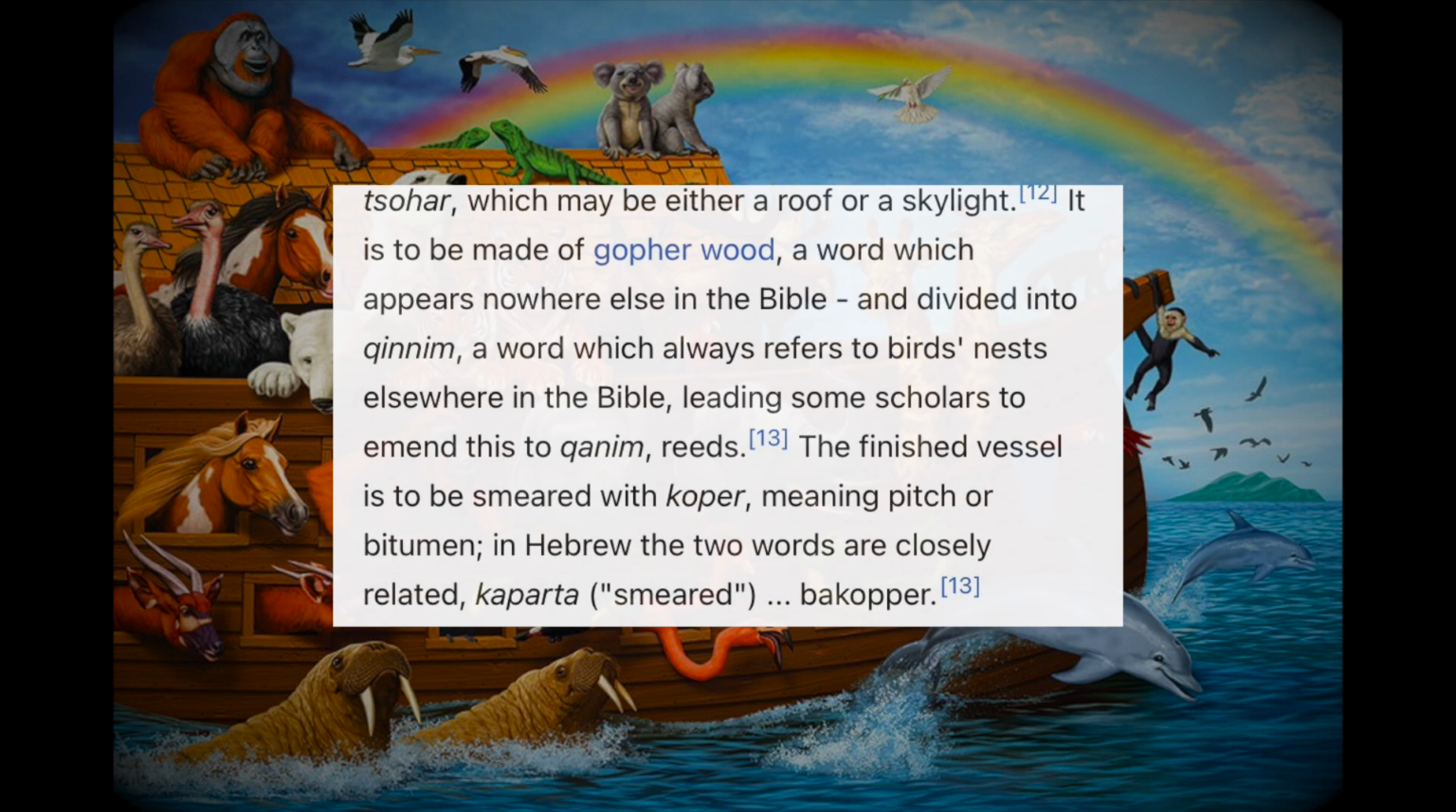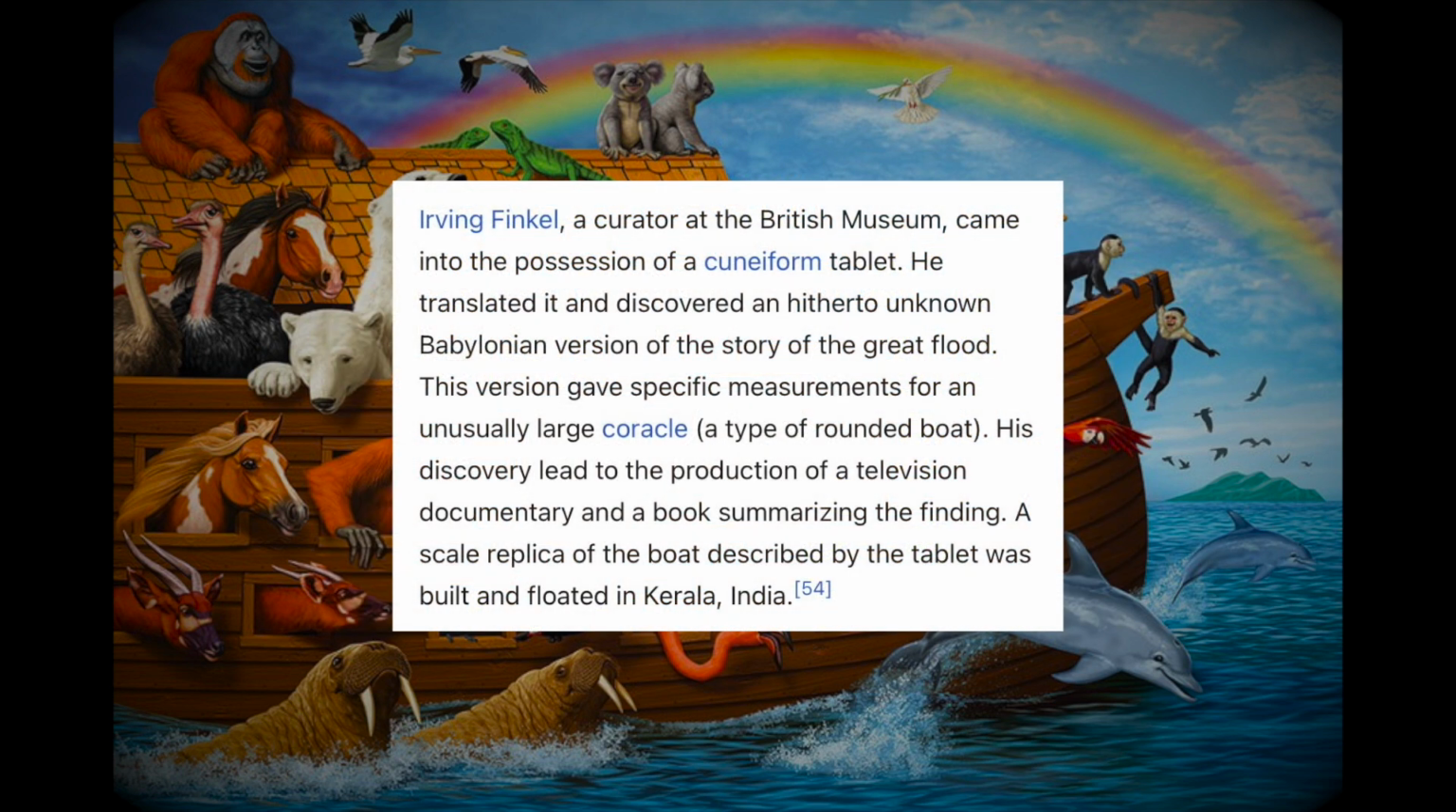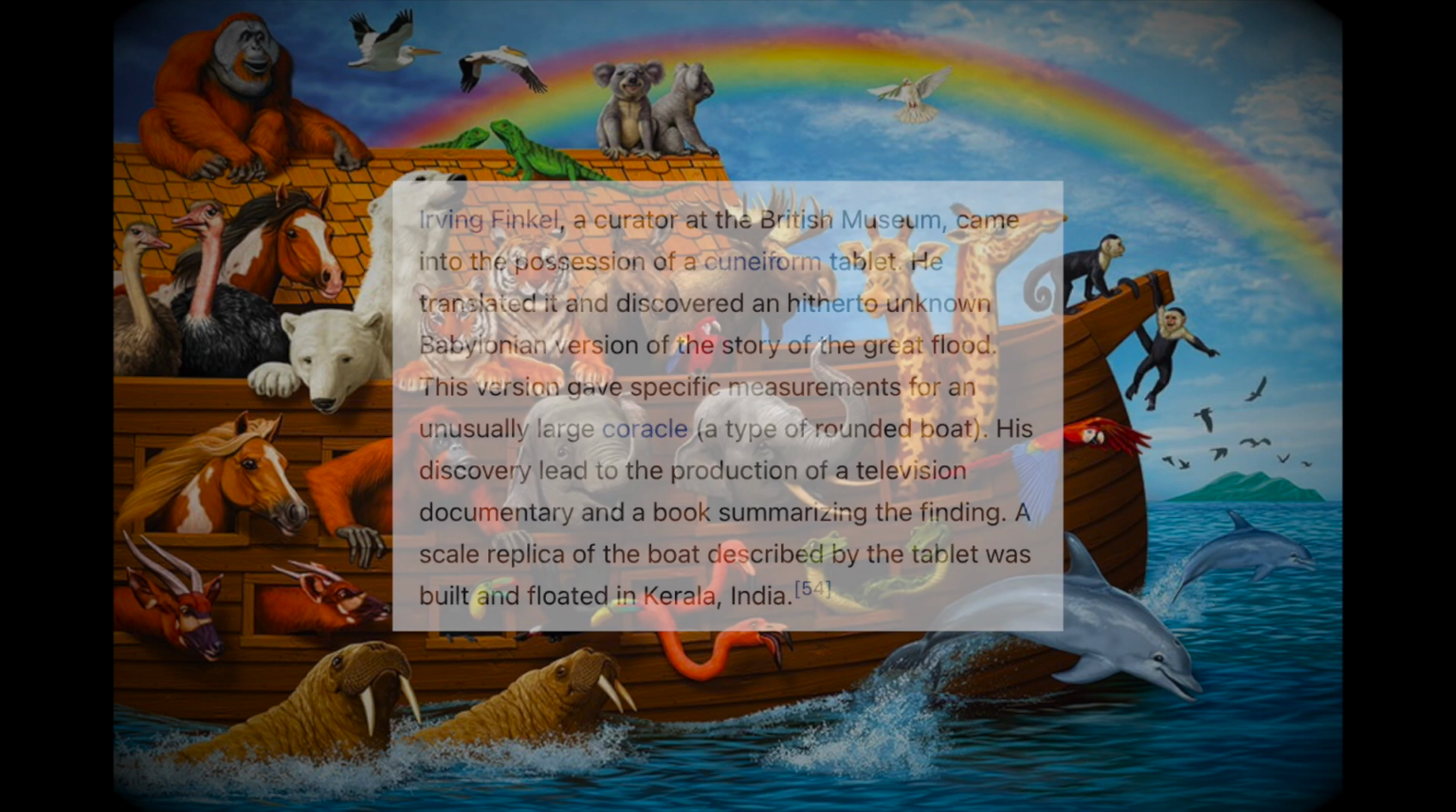Kaparta, smeared, kofer, pitch. Irving Finkel, a curator at the British Museum, came into the possession of a cuneiform tablet. He translated it and discovered a hitherto unknown Babylonian version of the story of the Great Flood. This version gave specific measurements for an unusually large coracle, a type of rounded boat. His discovery led to the production of a television documentary and a book summarizing the finding. A scale replica of the boat described by the tablet was built and floated in Kerala, India.